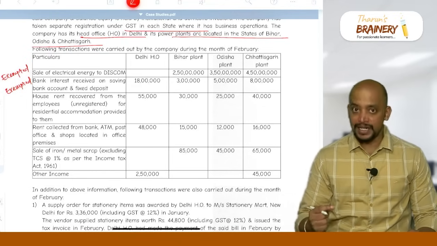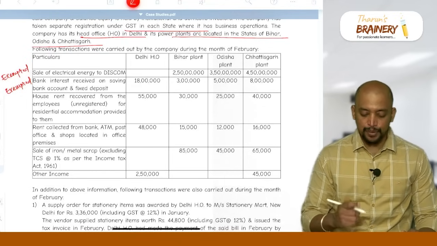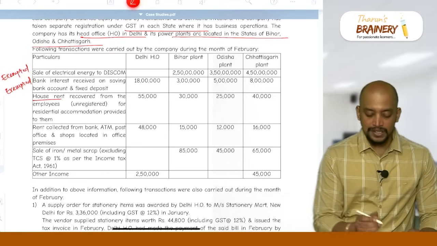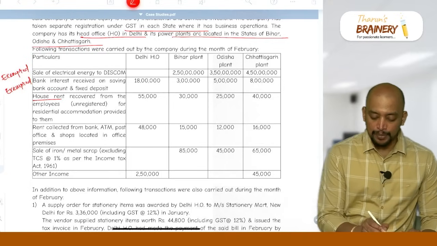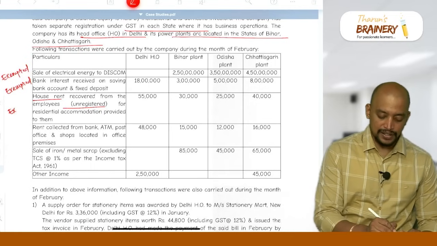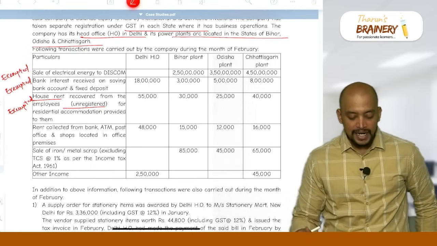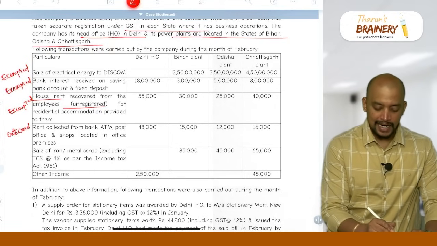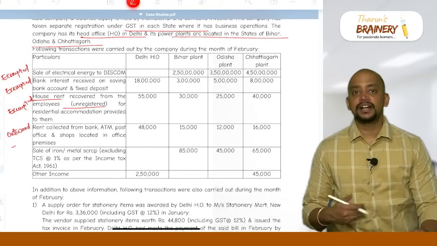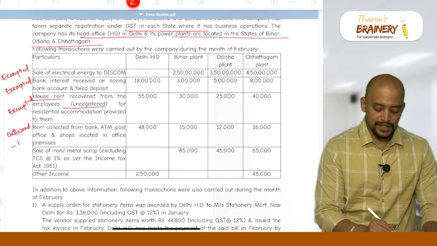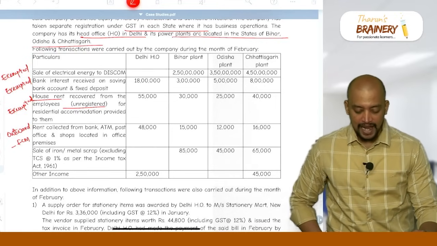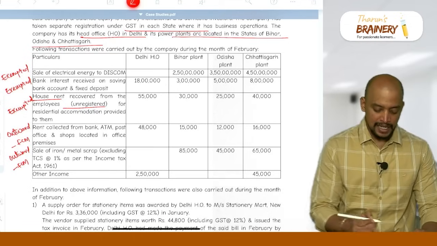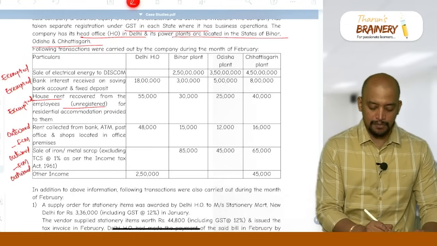House rent recovered from unregistered employees for residential accommodation provided to them. Now if you see, it is recovered from the unregistered employees. Renting of residential property for residential purpose to an unregistered person is also exempted. Then next, rent collected from bank, ATM, post office and shops located in the office premises. This will be outward, services provided by a PSU, not government. So don't bring it under RCM, it will be FCM. Sale of iron or metal scrap, excluding TCS at 1% as per the Income Tax Act, again it is outward and will come under FCM. Then other income, as usual outward FCM, balancing figure.